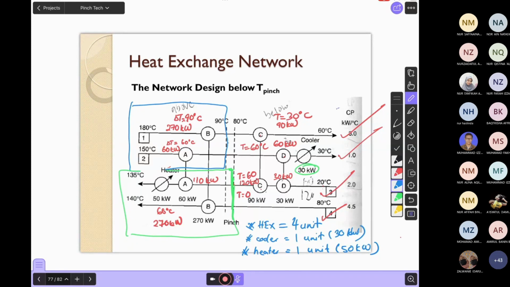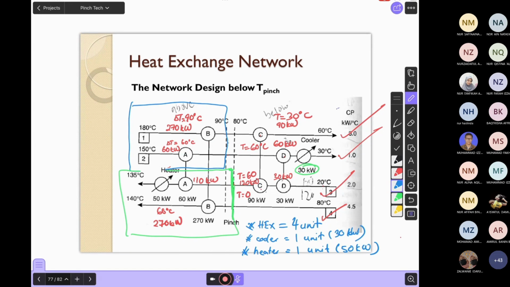Okay, so dia macam itulah. Alright, so you ada 4 stream. You might want to have 4 unit heat exchanger, 1 cooler, and 1 heater. That's all. Jadi after this, you can calculate the cost. Okay, 4 unit heat exchanger. How much that you can have.